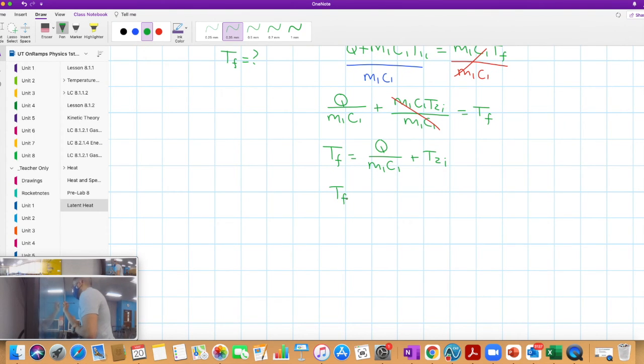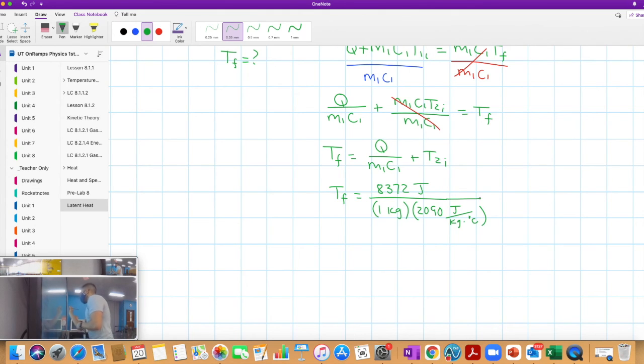Temperature final equals the heat available, the heat we had, which is 8,372 joules, divided by mass 1, that is 1 kilogram, times specific heat of ice, that's 2,090 joules per kilogram times degrees Celsius, plus negative 20 degrees Celsius. I'm not going to do it again, but of course, I'm hoping you see that these two will cancel, okay?